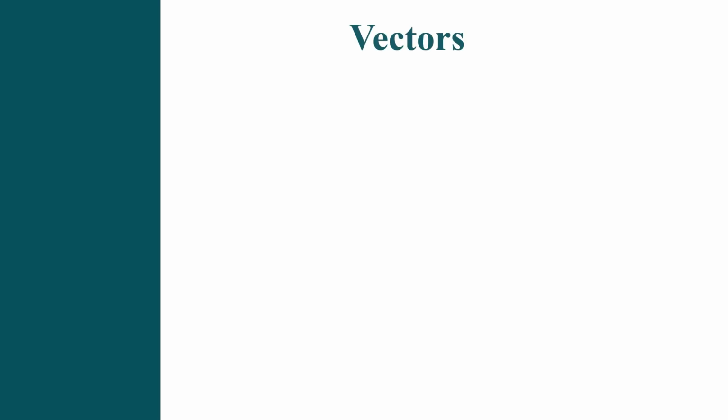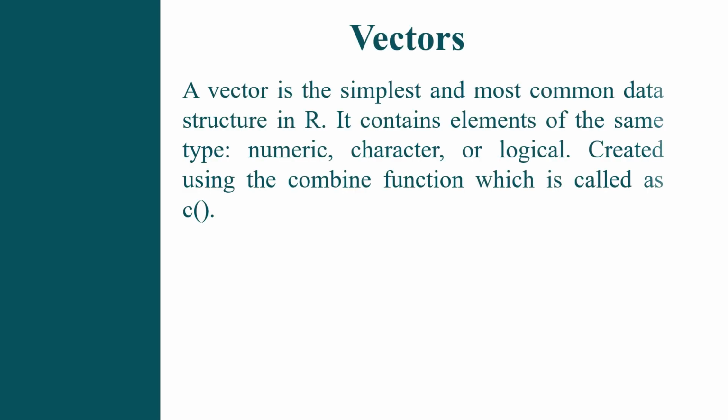So let's move to vectors. A vector is the simplest and most common data structure in R. It contains elements of the same type. It can be numeric, character, or logical. Vectors are created using the combine function, which is called c followed by parentheses. So a vector is simply a sequence of elements that are all of the same type, such as all numbers or all characters. Vectors are one dimensional. It will be in the form of a row or column.